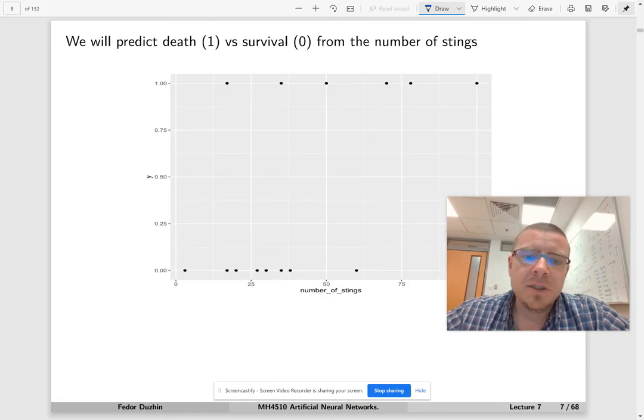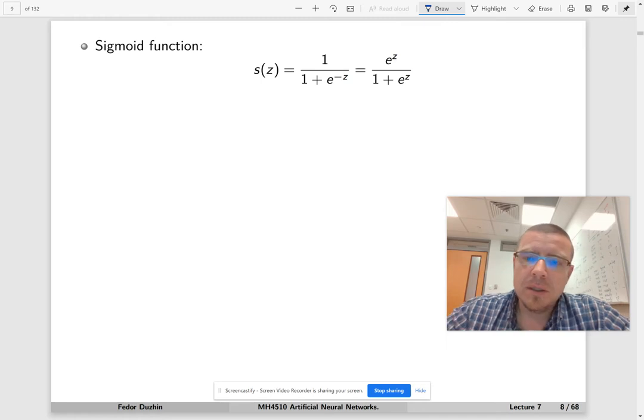So we are going to predict the death or survival, and death is going to be 1, and survival is going to be 0. So first, we're going to use the number of stings as the only predictor. Recall some terminology. This is the sigmoid function, e to the z divided by 1 plus e to the z.